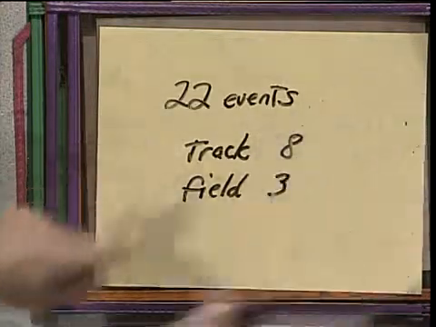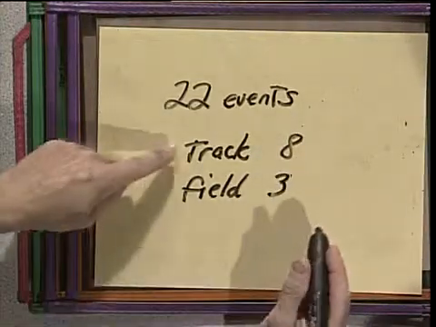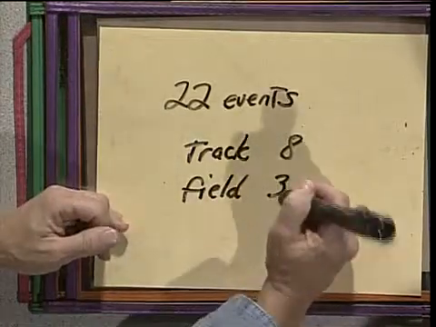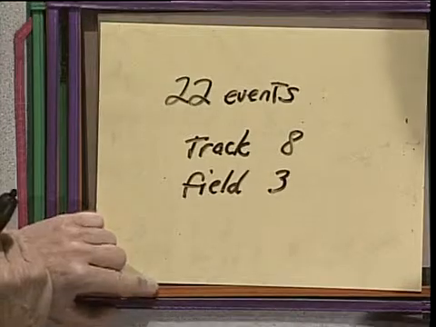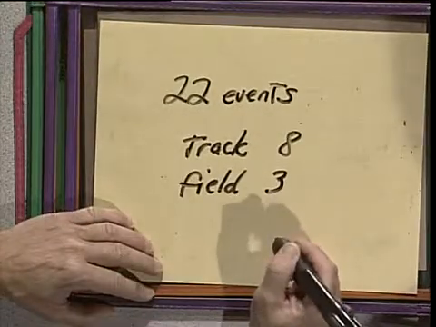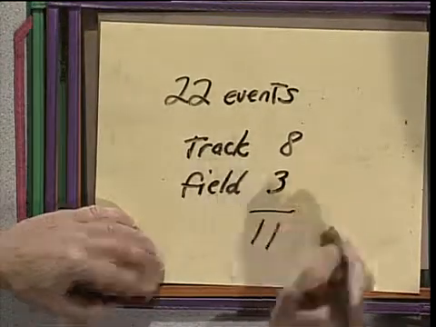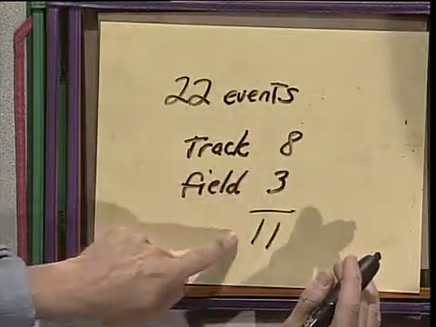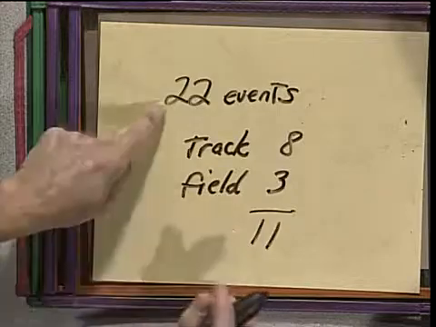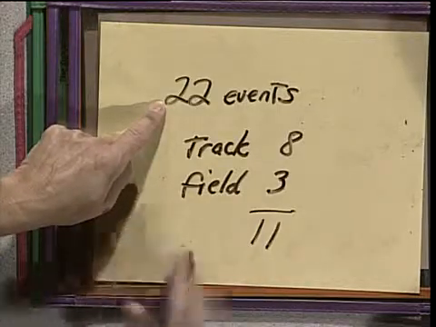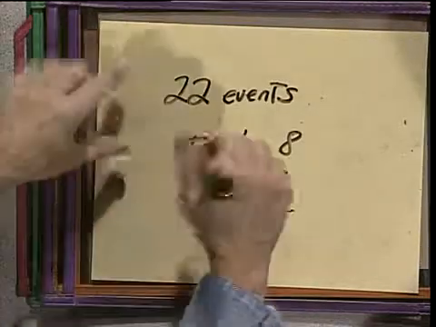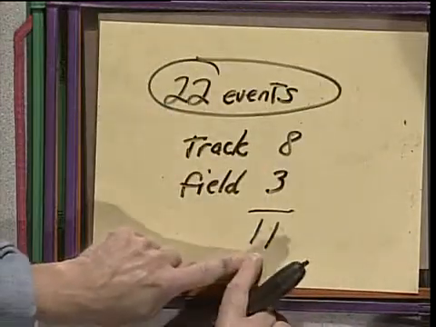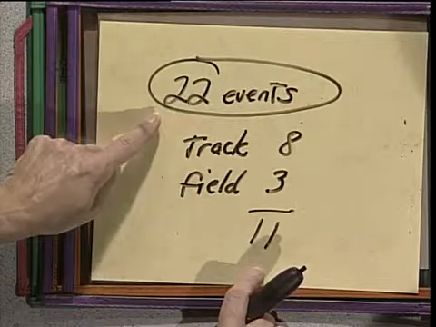Okay. So let's find out, first of all, if we just use these numbers. How much is 8 plus 3? 11. So the first ratio, 8 to 3, gives us 11 events. How many events are there total? 22. Do you see a relationship from 11 to 22?